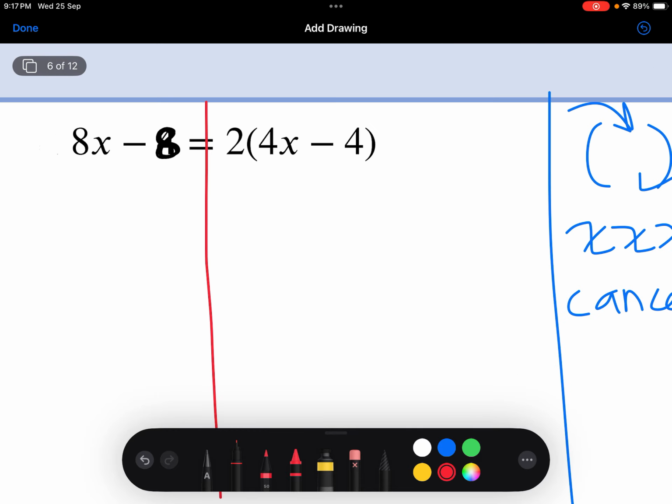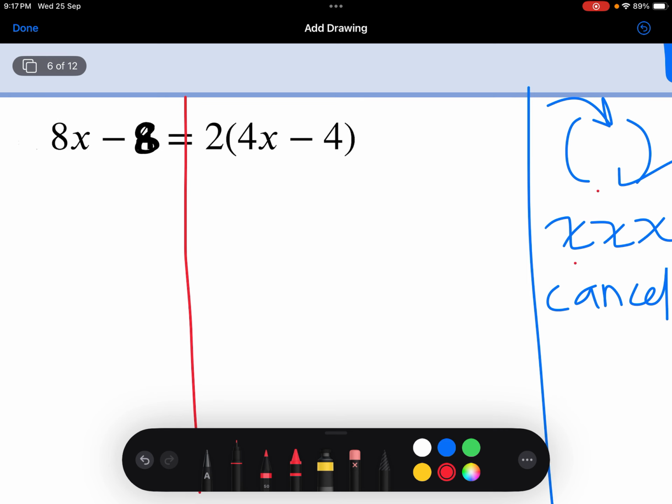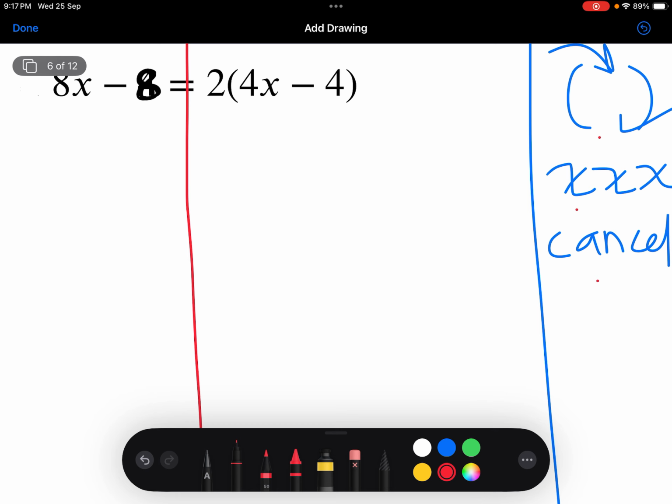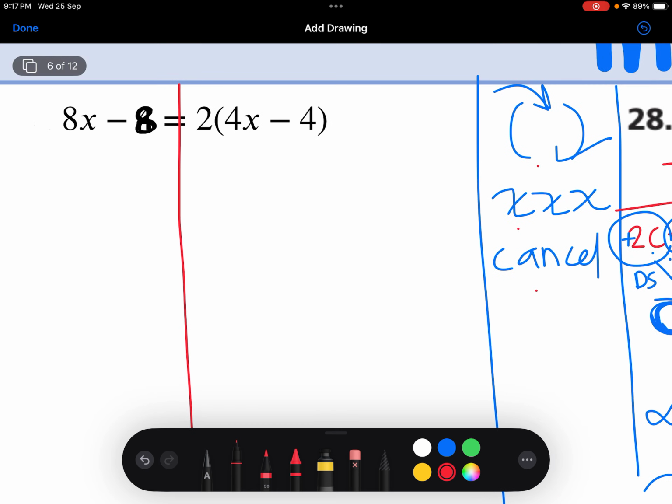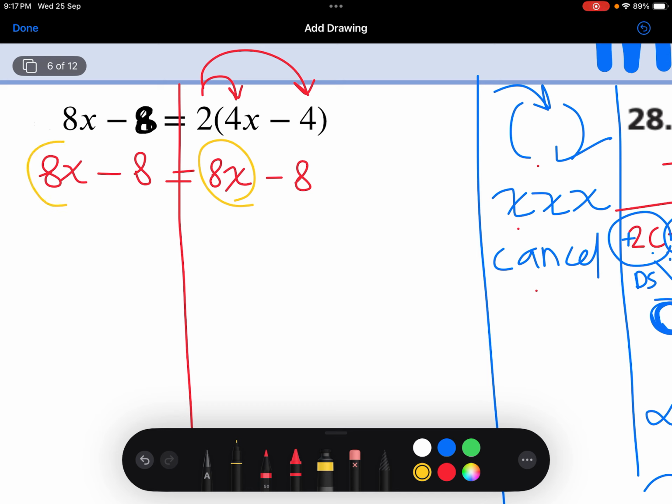Yalla. Again, if I have parentheses, I need to cancel them. If I have variables, I need to combine them, and then I can remove the terms. Do I have parentheses? Yes, I do. What should I do? I need to distribute. 2 times 4x is 8x. 2 times negative 4 is negative 8. Equals 8x minus 8. Just by looking at it, you know that this is the same variable, same constant, then it's infinitely many solutions. But still, please keep on solving till the end.